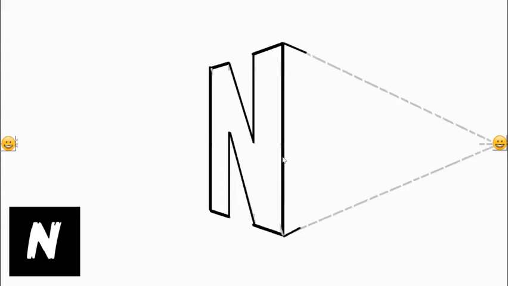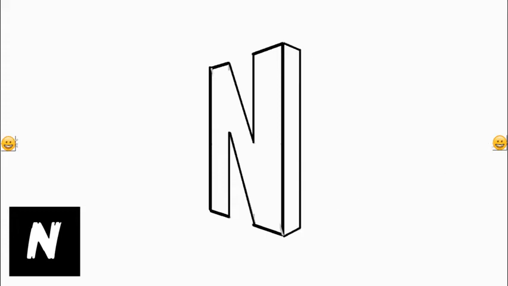Draw two happy lines from these two corners, this corner and this corner. Draw a vertical line that is parallel to the outside of the N. Draw a happy line here. Draw a parallel line here that is parallel to this line.